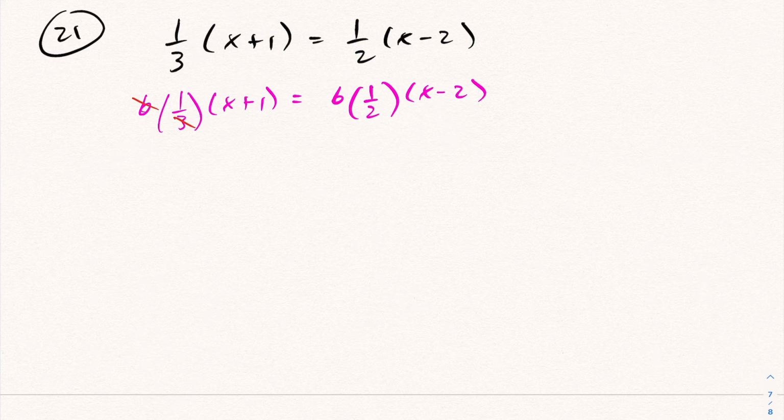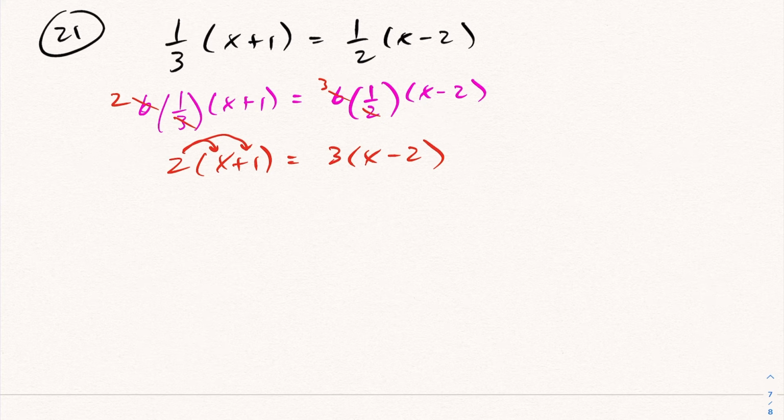And now the 6 and the 3 reduce to become 2. 6 and the 2 reduce to become 3. So this becomes 2 times x plus 1 equals 3 times x minus 2. Now again, notice, as in a previous question, you want to solve for the x's. You have to first do your distribution here. And in which case I get 2x plus 2 equals 3x minus 6.